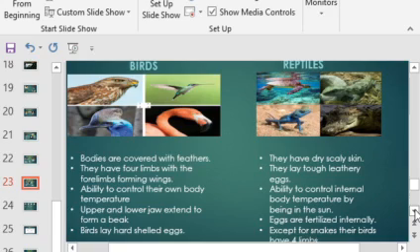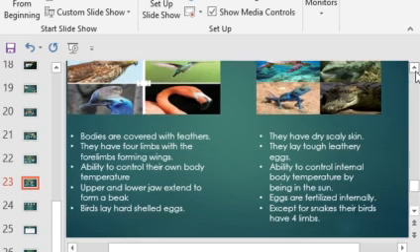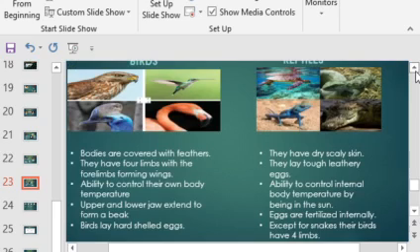And they have the ability to control their own body temperature. So like the amphibian, they are able to control their body temperature. Their upper and lower jaw extend to form beaks, so very important to note as well. And they lay hard shelled eggs. So in comparison to the amphibians, whose eggs are soft and jelly-like, the birds' eggs are hard shelled.